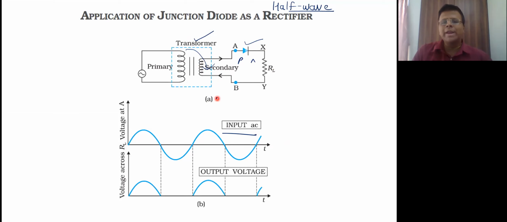Okay, ये जो लोड रहेगा ये आपका कंप्यूटर हो सकता है लोड. Okay, ये लोड यानी फिजिकल रेजिस्टेंस नहीं होता है वो. That is a computer which requires a DC voltage. So you can see that during the positive half cycle, ये जो आपका P junction है यहाँ पे ये पॉजिटिव रहेगा, and therefore it will be forward biased.